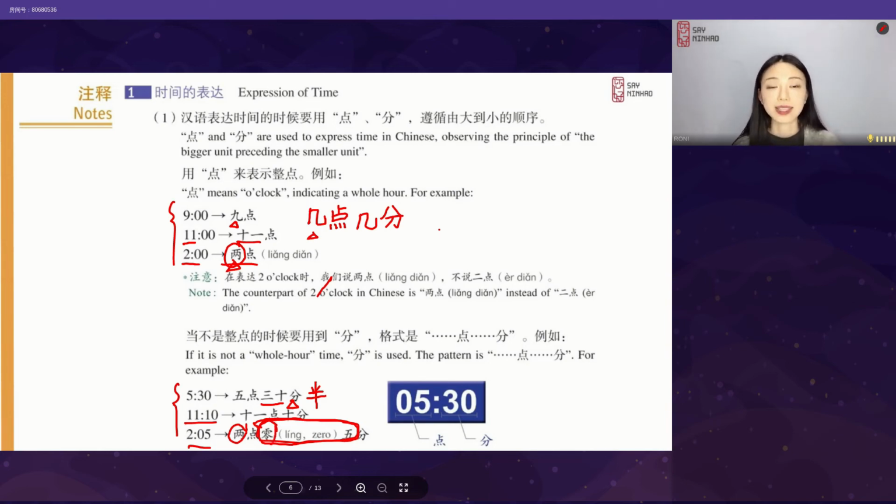For example, 2点05分, and if it is 8 past 2, then we will say 2点08分. Okay, 2点08分. So don't say 2点5分. It is not right in Chinese. It is 2点05分. Okay, read after me. 0 means 0. Okay, 0 means 0. This is the expression of time in Chinese.